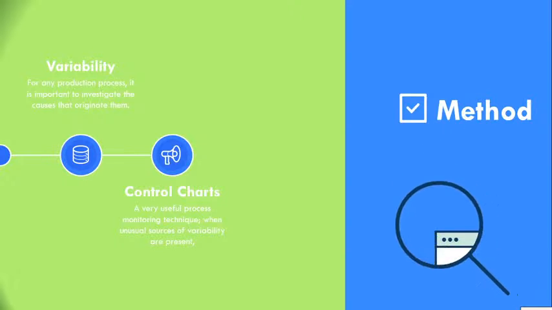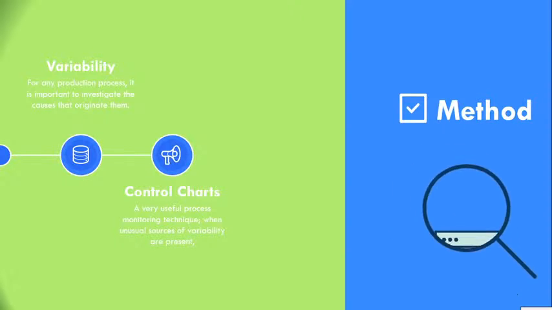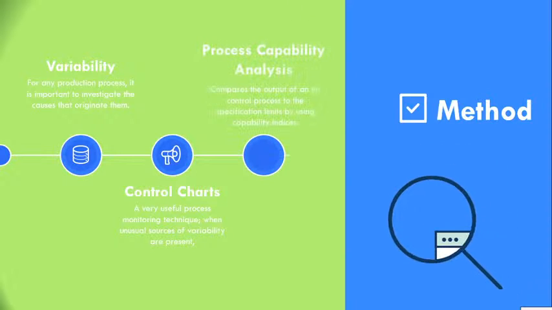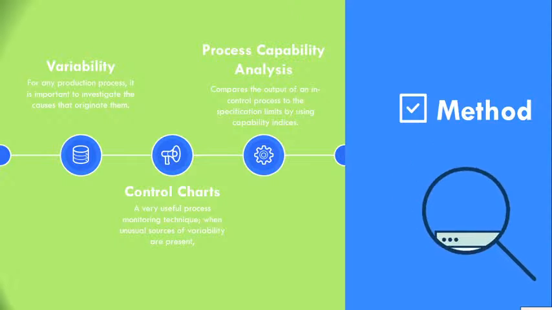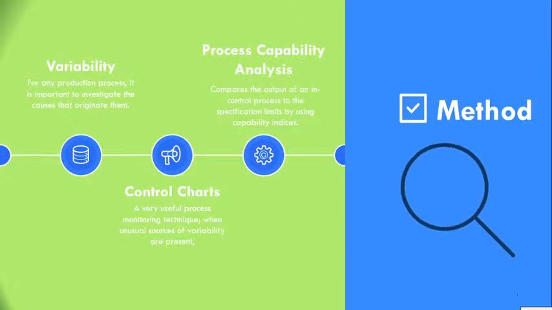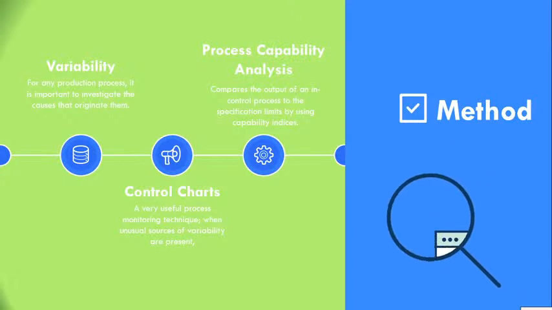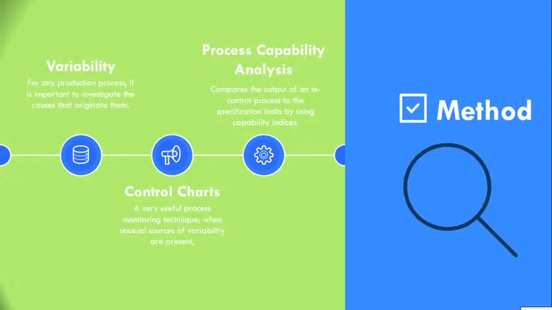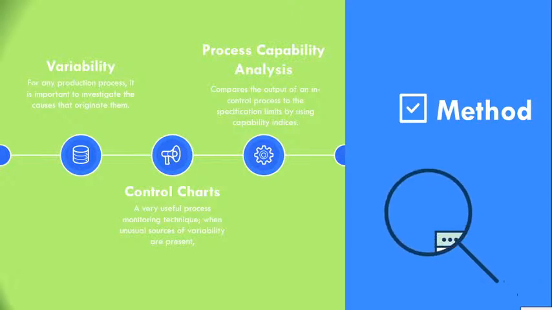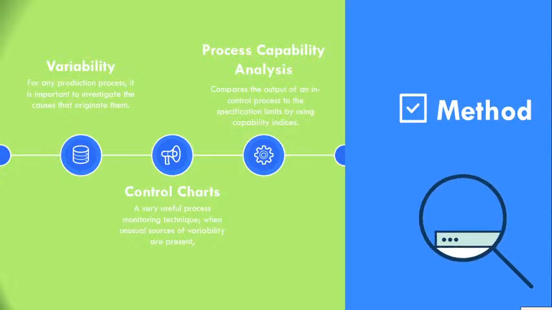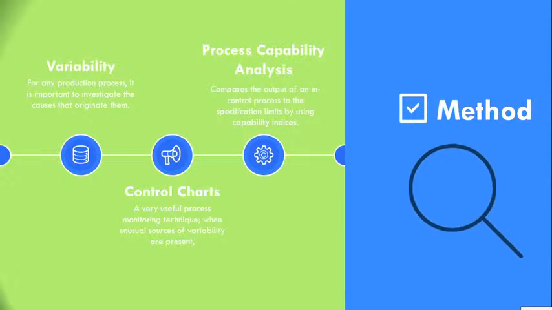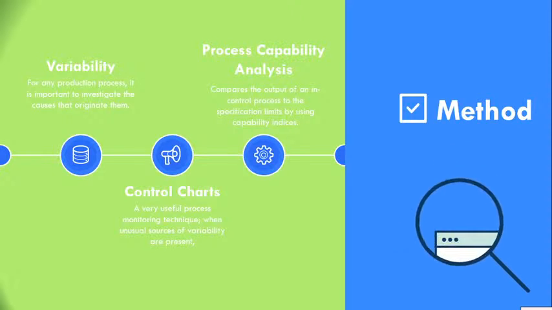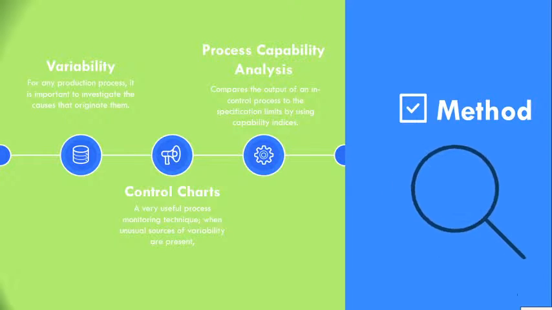A control chart is one of the primary techniques of statistical process control. There are two types of causes for variations in a process or product: special cause and common cause. Process capability analysis compares the output of an in-control process to specification limits by using capability indices. These indices are powerful means of studying the process ability for manufacturing a product that meets specifications.